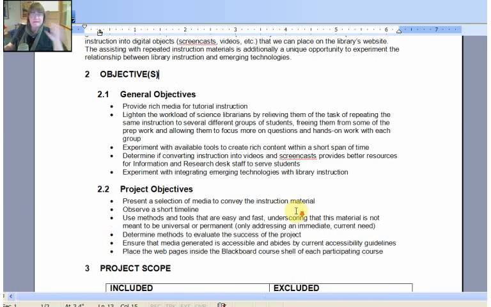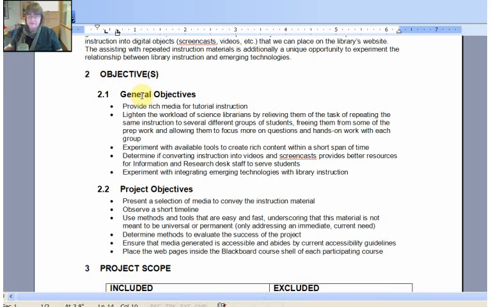The next piece is objectives. There are 2 kinds of objectives, and usually this is called business objectives. I was finding the word business not really resonating here, so for the moment I put general objectives, which is a fairly meaningless term, but whatever works for you. So general and project.